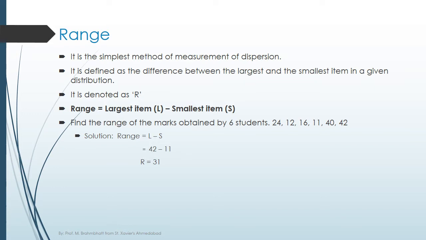Let's see the example. Find the range of the marks obtained by 6 students: 24, 12, 16, 11, 40 and 42. So the solution is, we'll put the formula first of all. The range is equal to the large item minus the small item. So the largest value is 42 and the smallest value is 11. So the range of marks obtained by 6 students is 31.